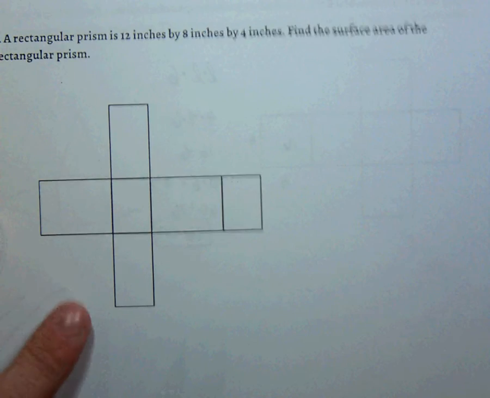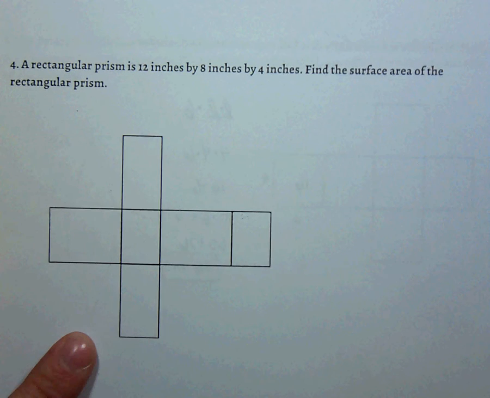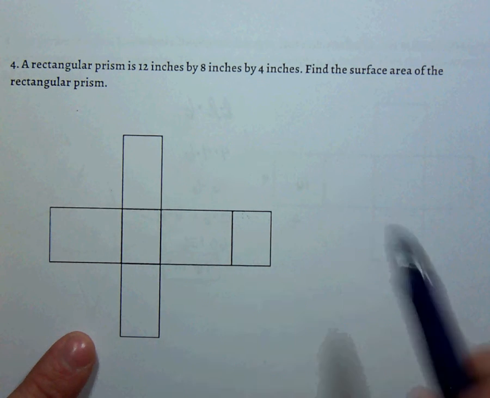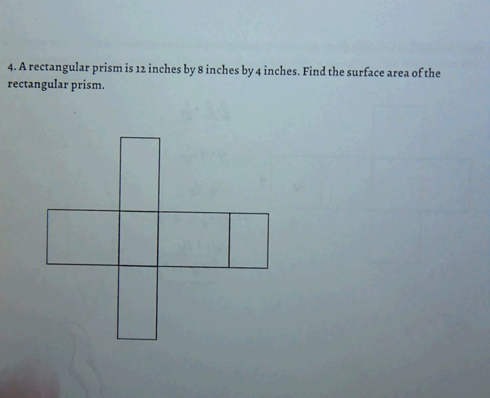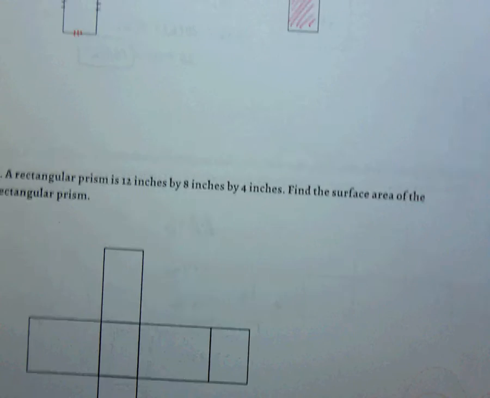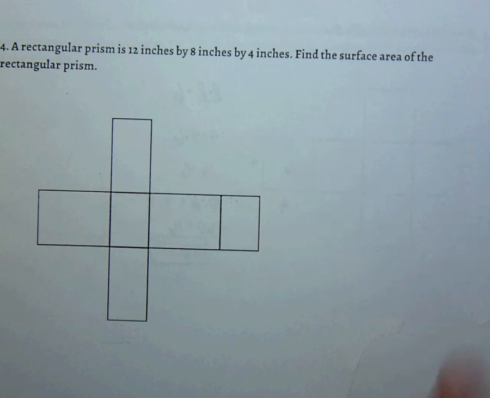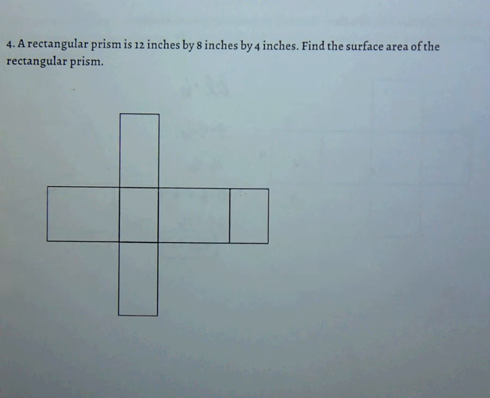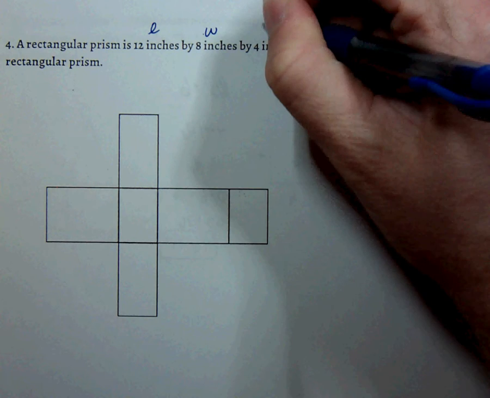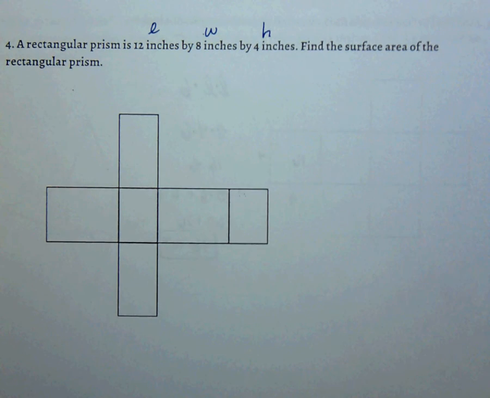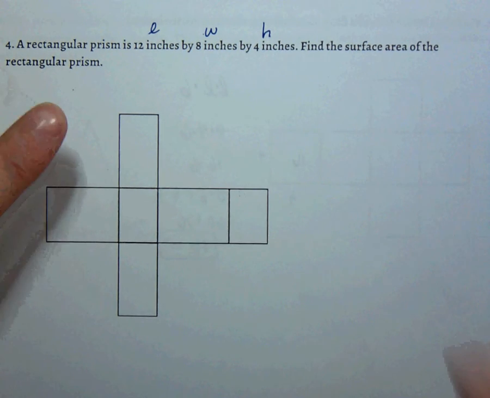So let's actually use some numbers. So a rectangular prism is 12 by 8 by 4. And I talked about this with one of my classes. It does not matter which one of these is the length, width, and height. It doesn't matter at all. So I'm just going to say length, width, height, and we're going to go with it. So length is 12. Okay.